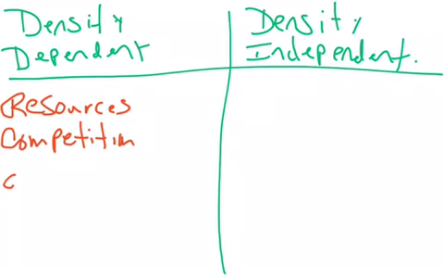Spread of disease. If there's a lot of individuals in an area and they're in close proximity to each other, then infectious disease will spread much, much faster, okay?